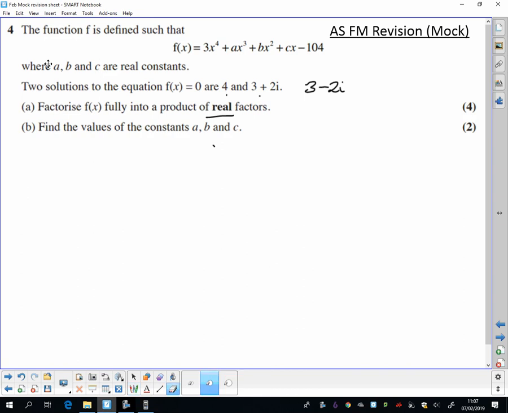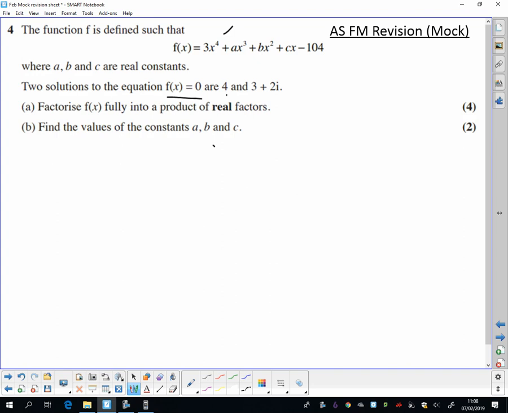So this question involves a bit of roots and knowing how to factorize and expand expressions. We've been given this quartic, the highest power of x is x to the 4, and we've been given two solutions to the equation f of x equals 0. So these are two of the roots.